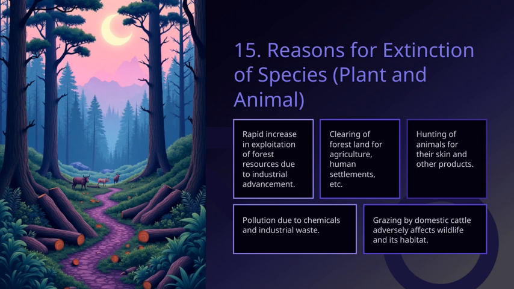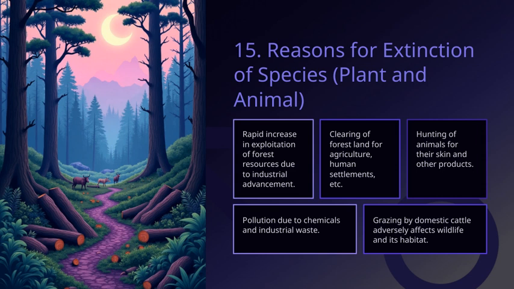Chemical runoff and industrial waste contaminate the environment, making it difficult for many species to survive. These pollutants can disrupt reproductive cycles, poison water sources, and degrade the ecosystems that these species depend on. Another key reason is the clearing of forest land for agriculture and human settlements. When large areas of forests are cleared, wildlife loses its habitat, forcing animals and plants into smaller, fragmented areas, which increases their risk of extinction.